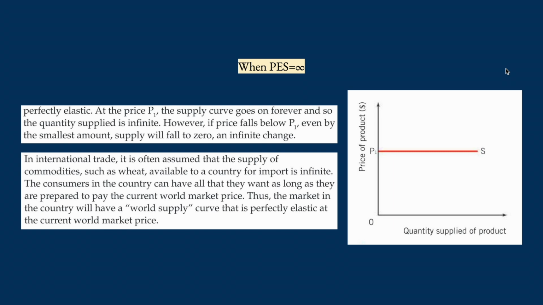In contrast, the exact opposite, when PES equals infinity, or I forgot to write it again, but when it is perfectly elastic. In this example, at the price P1, the supply curve goes on forever, and so the quantity supplied is infinite. This is shown by the curve would theoretically continue on from the left to the right forever, although we don't draw that here, but that basically means that if the price falls anywhere below P1, then the supply is going to go to zero, an infinite change. However, at this price P1 that it costs to produce something, the supply is going to be infinite. But now let's look at an example of how that might be possible.